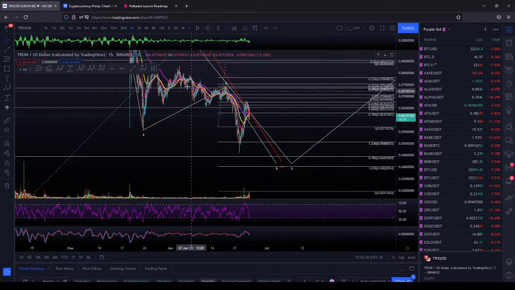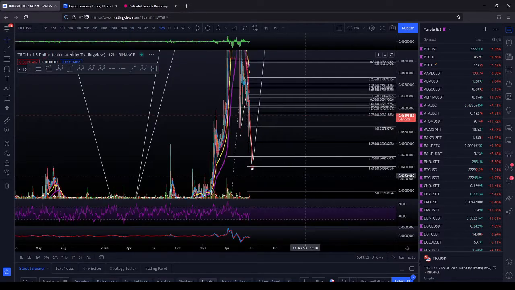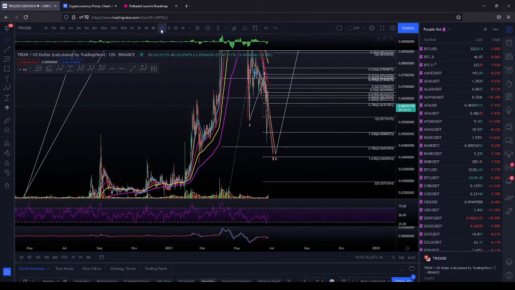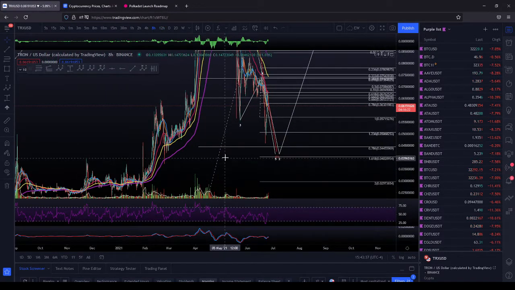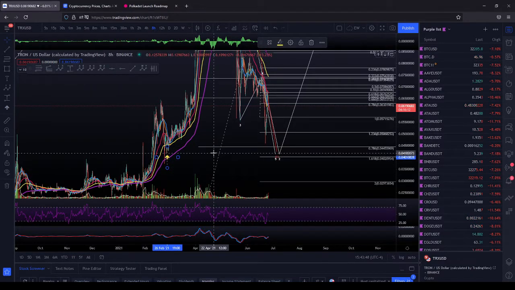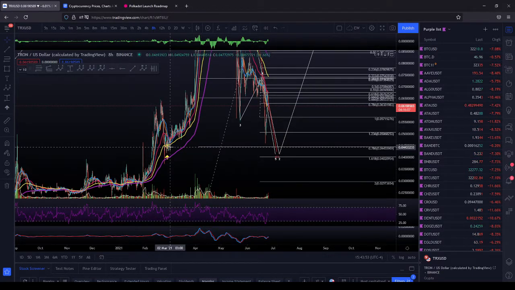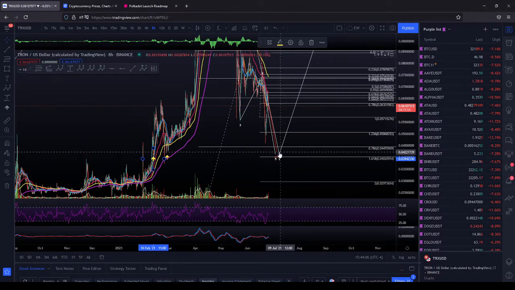Ultimately. Let's zoom out and check the confluence. Yeah, right around here. You guys see that here? Right there. So there's also one right here. Like not even this one, like this one here.